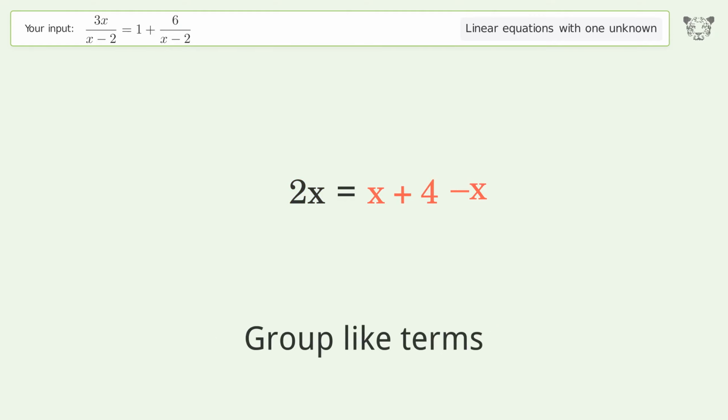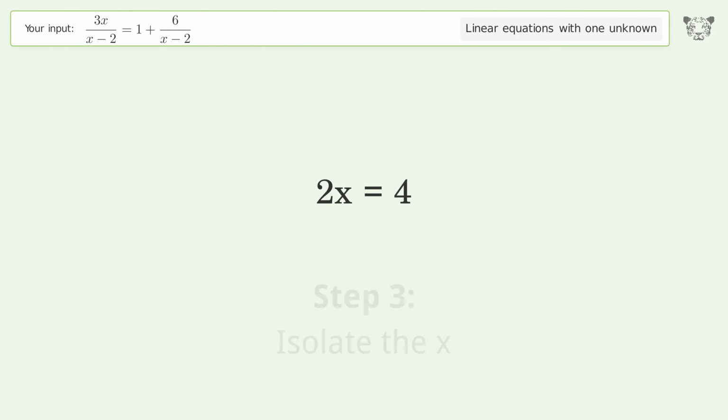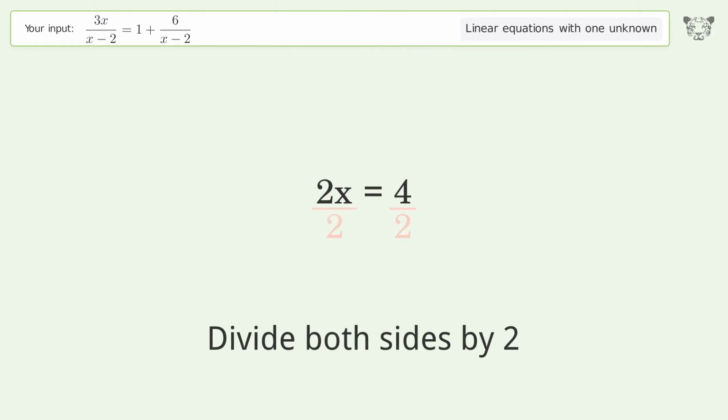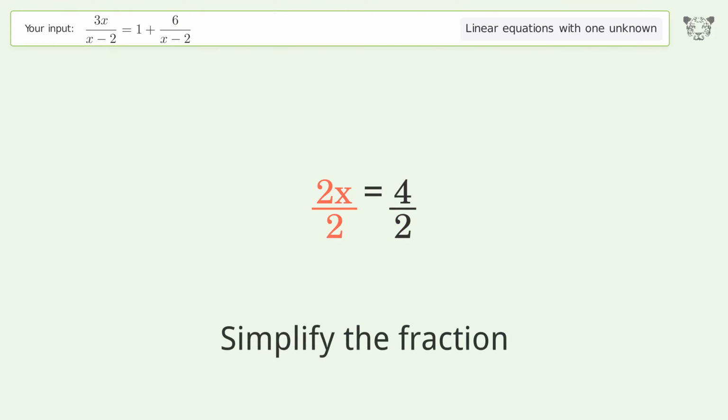Group like terms. Simplify the arithmetic. Isolate the x. Divide both sides by 2. Simplify the fraction.